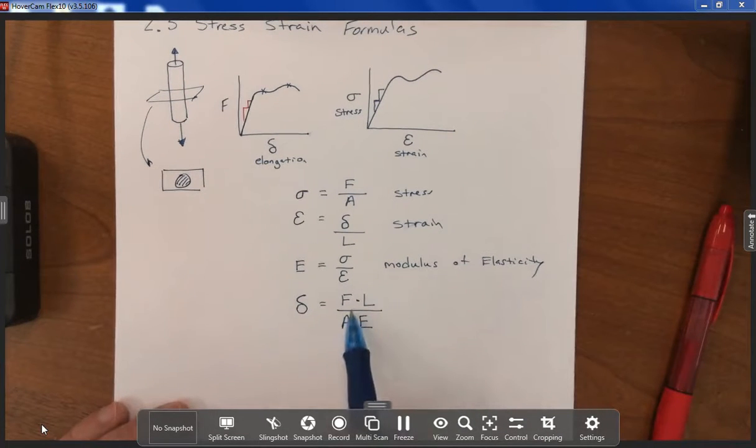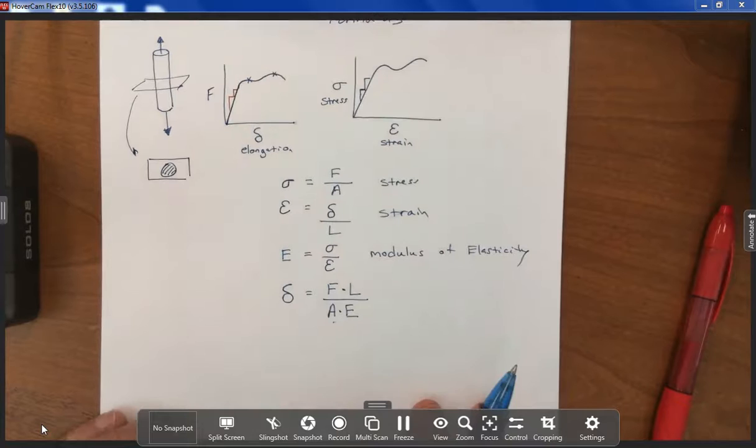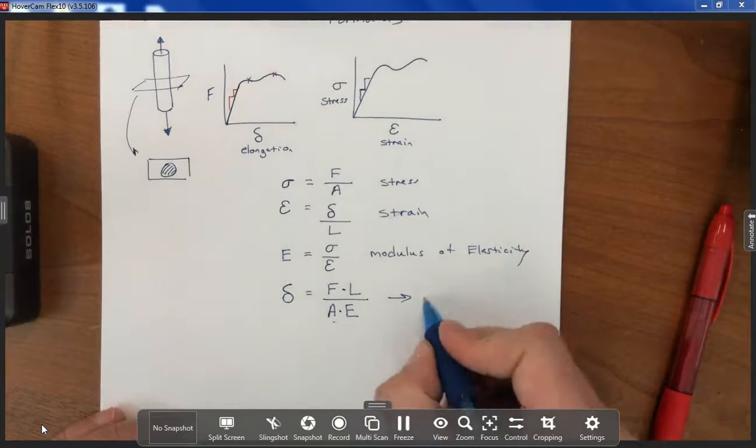This is a useful relationship in that we've got 5 different variables in one equation, and if we can have 4 out of the 5 that are represented here, we can solve for the missing piece. So where does this come from?